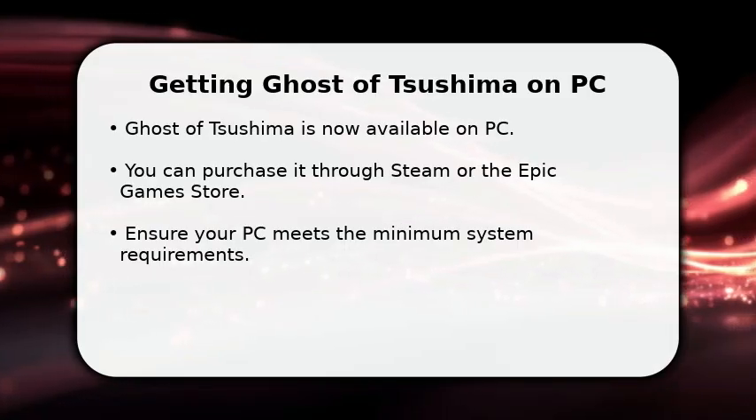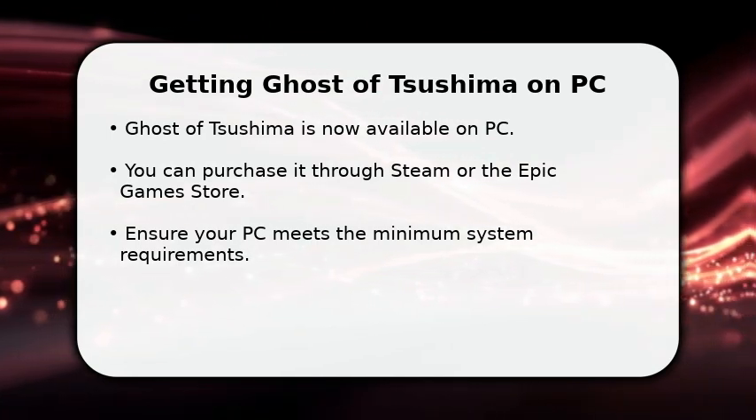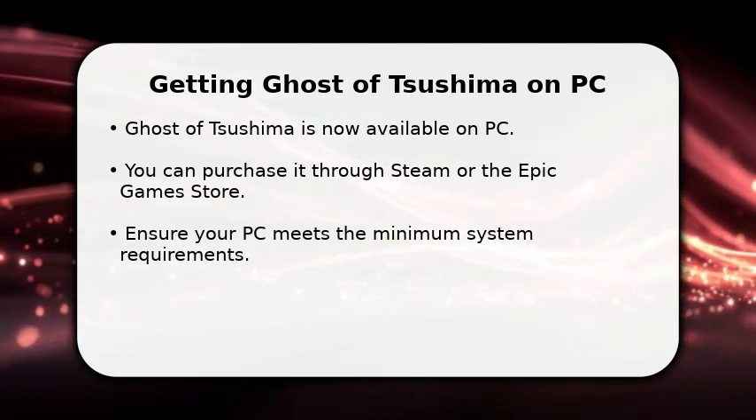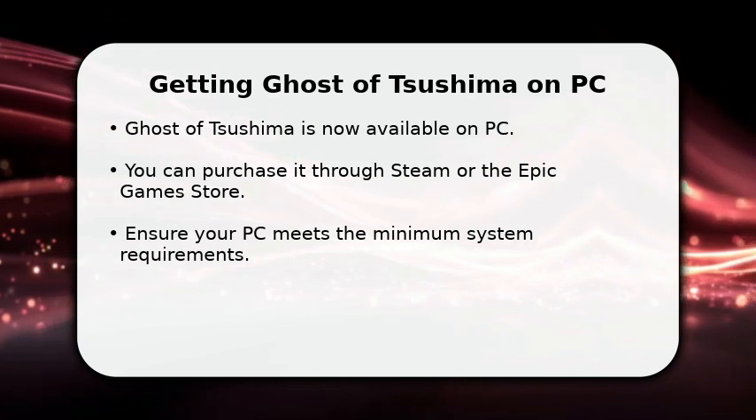In this video, I will explain how to get Ghost of Tsushima on PC. First, you'll need to decide which platform you prefer, as it's available on both Steam and the Epic Games Store. Once you've chosen, navigate to the game's page on your selected store.